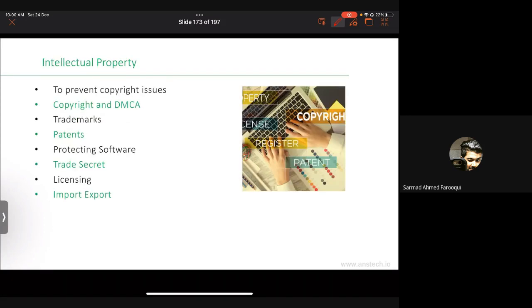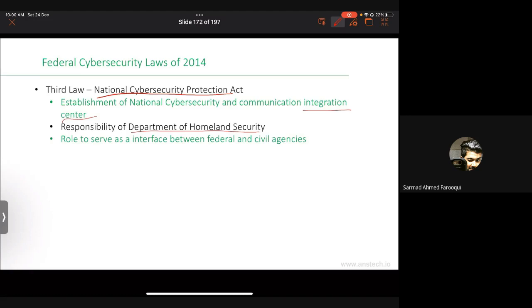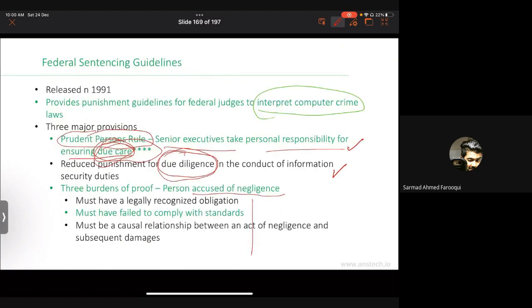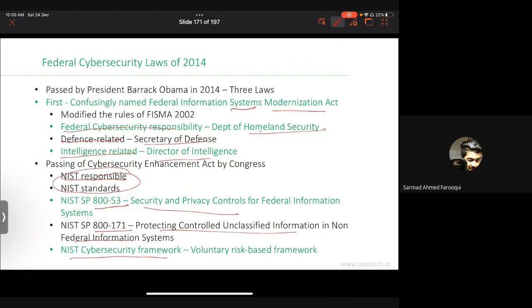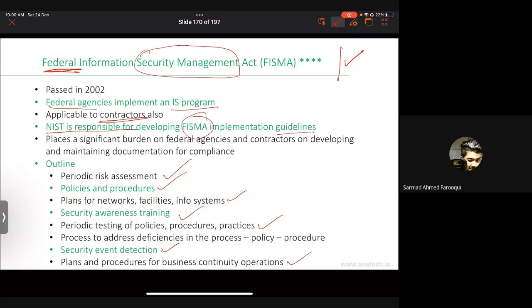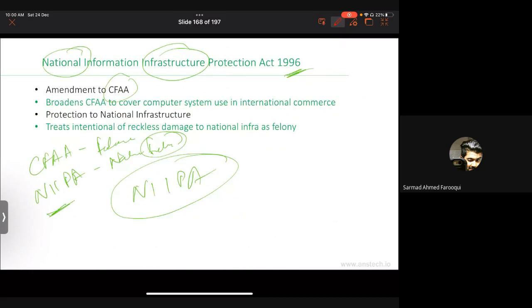Okay, so this is as far as laws are concerned. I'll come to regulations separately. Out of these laws you should be aware of FISMA, the federal sentencing guidelines, and some portions of HIPAA and CFAA. So these are the four things.